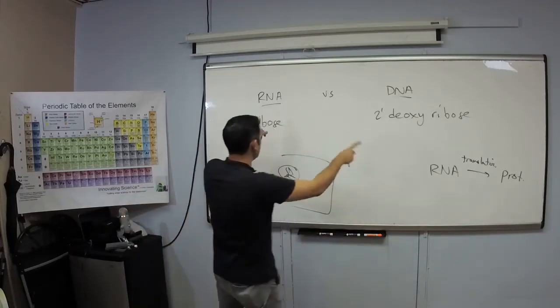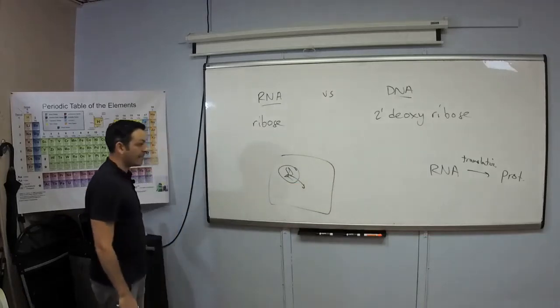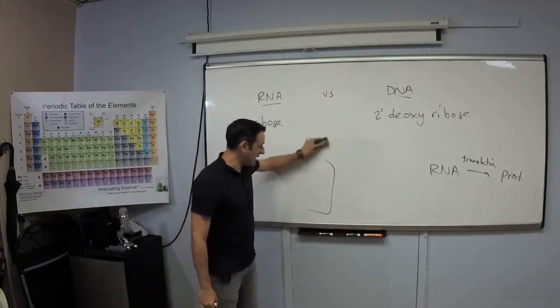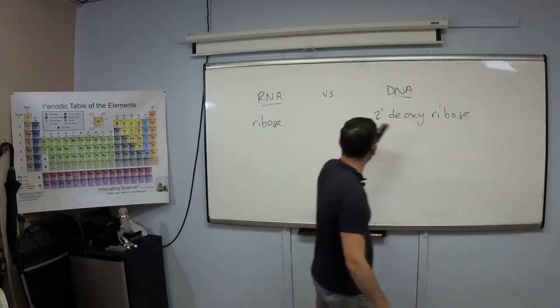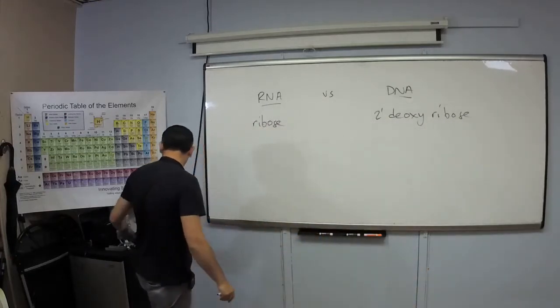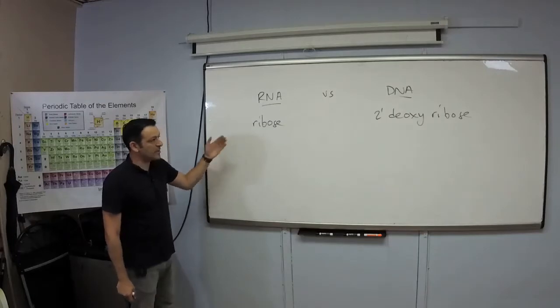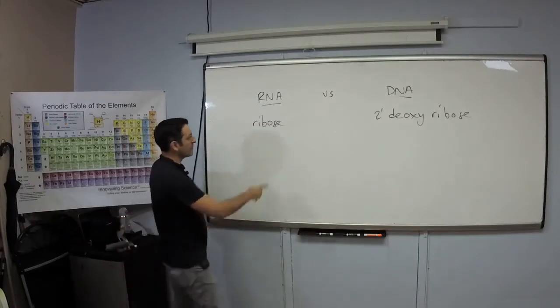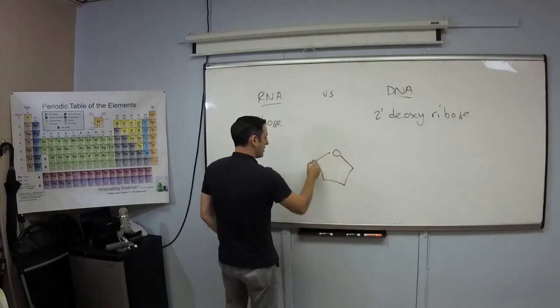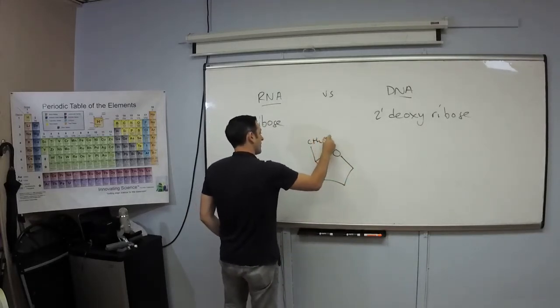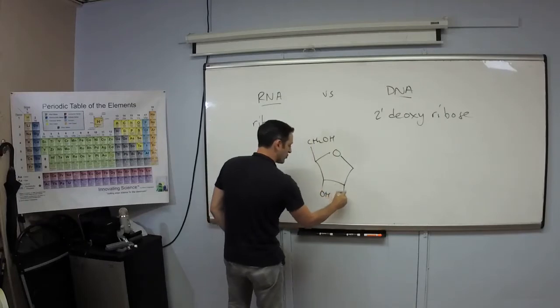So we're going to look at the differences between RNA and DNA and see what evidence we could point at as why we say RNA comes before DNA. First, the ribose itself, right? So this would be the structure of ribose.